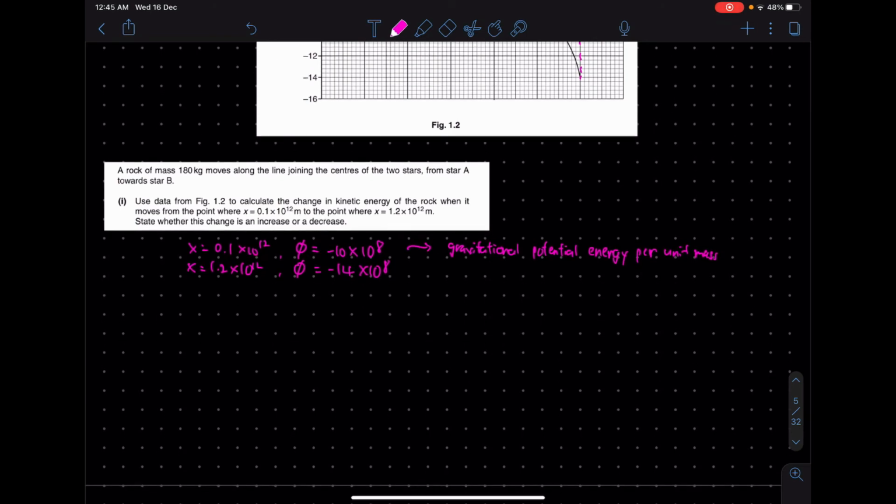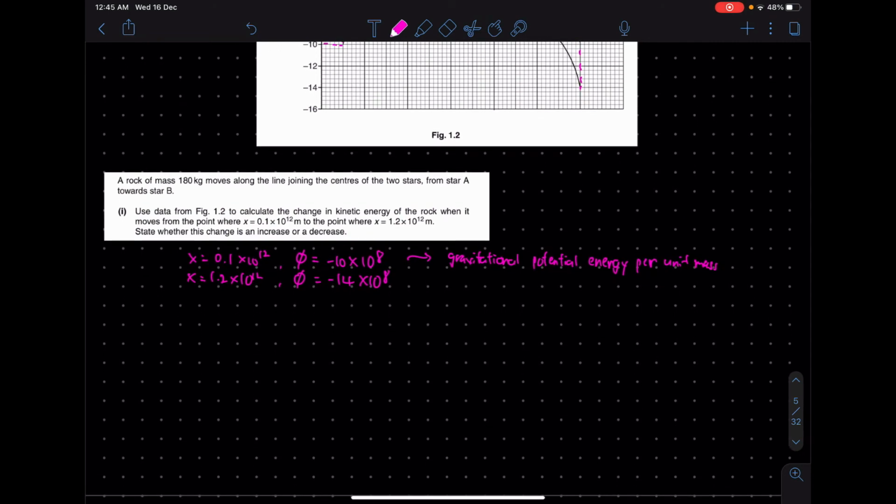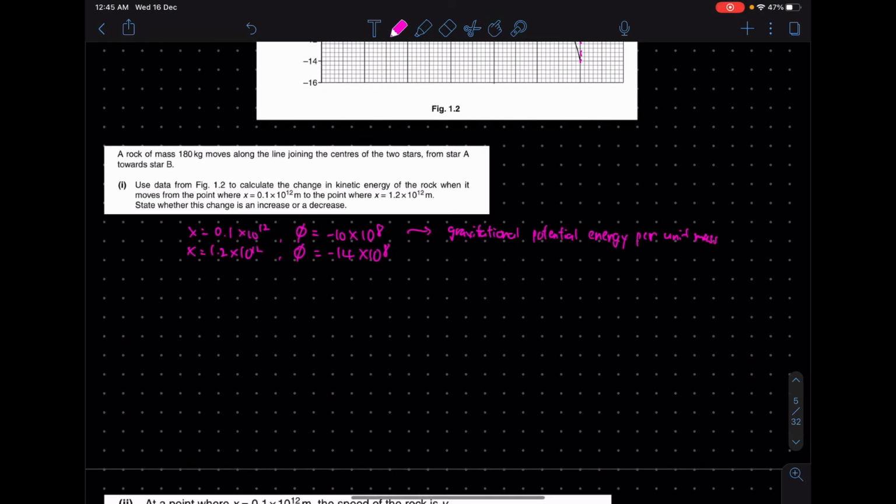Well, you can just assume that the energy is converted into kinetic energy, right? Because of the law of conservation of energy and stuff like that. So what we can do is first we can find the energy within the rock at each point. Okay, so for this one I'll call it A and this one I'll call it B.